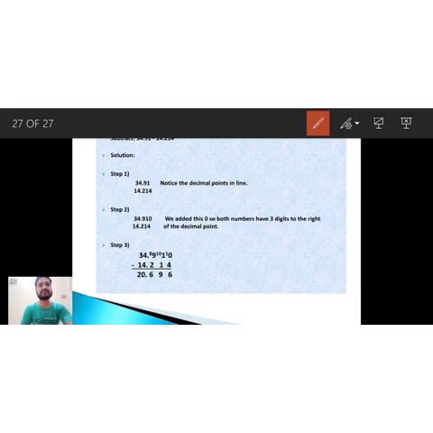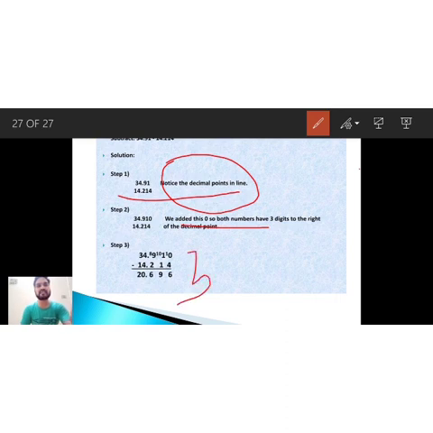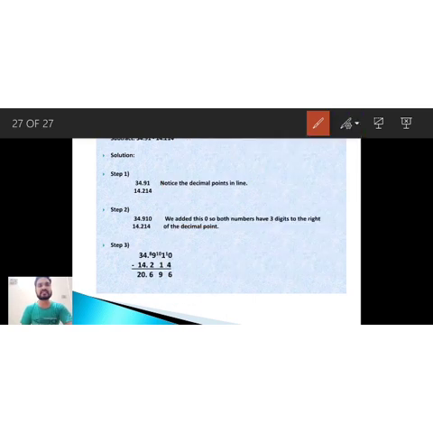Here's the example: 34.91 minus 4.214. First of all, we have to line up the decimals. Now add extra zeros to both numbers and simply subtract. The final answer is 30.696. Addition and subtraction of numbers follow the same formula.